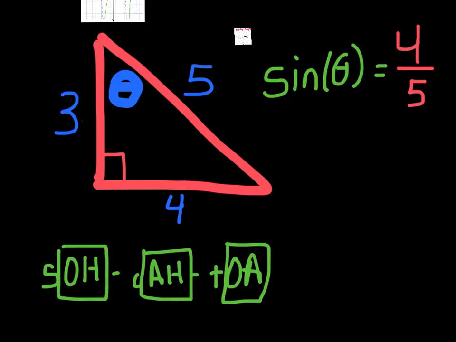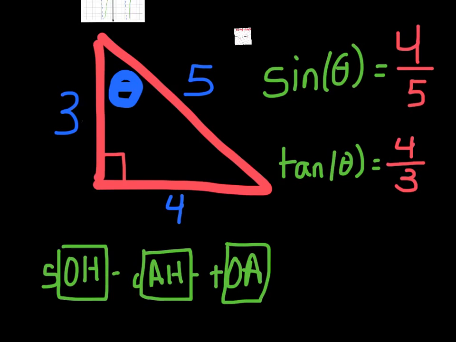Now let's say someone wants the tangent of the angle. Okay? So we know that tangent is opposite over adjacent. Opposite is here, and adjacent is right here. So we could write this as 4 over 3, because opposite over adjacent.